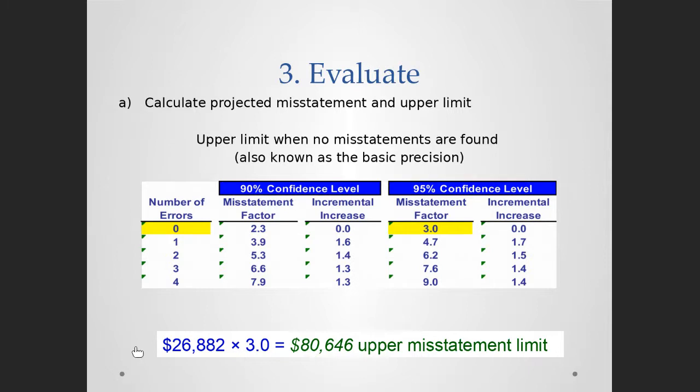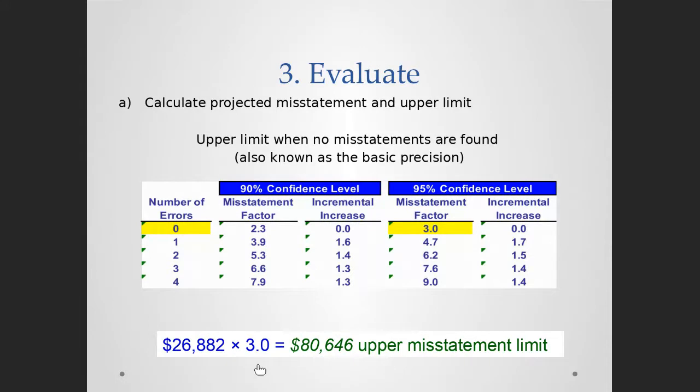You need to calculate the upper misstatement limit. How is that calculated? It is calculated using the table that you see. Here on the left side, you have the number of errors, which means the number of errors you found in your sample. Since we are using a 95% confidence level, we will go to this number right here, which says misstatement factor 3.0.